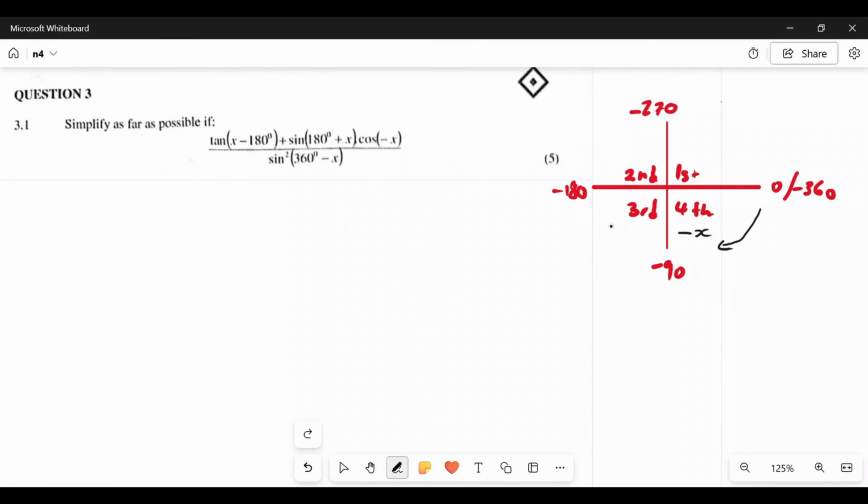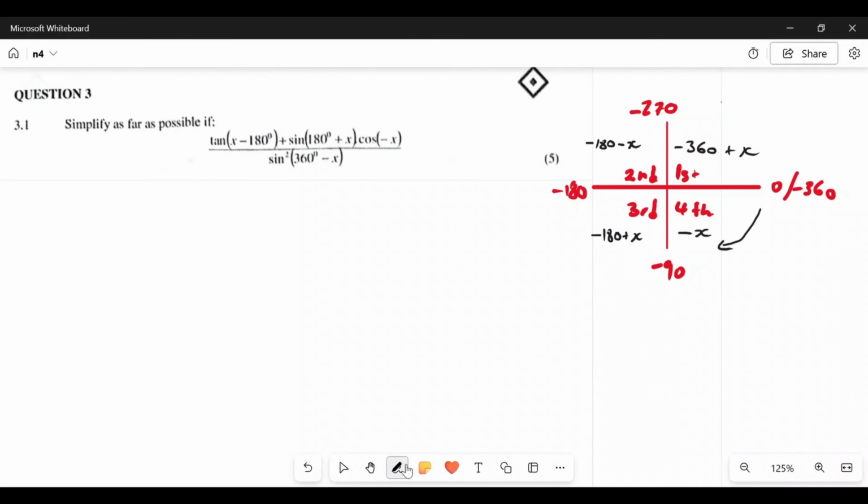Okay. And then on this one here, on the 3rd quadrant, it's going to be negative 180 plus x. That's how we represent the 3rd quadrant when you go backwards. The 2nd quadrant, when you go backwards, is going to be negative 180 minus x because you're going backwards. And then the 1st quadrant, when you go backwards, it's going to be negative 360 plus x. So this is how we represent the quadrants when you go backwards.